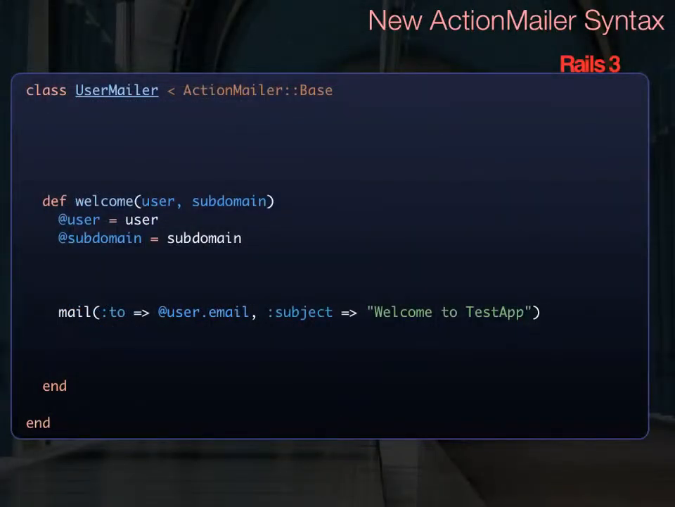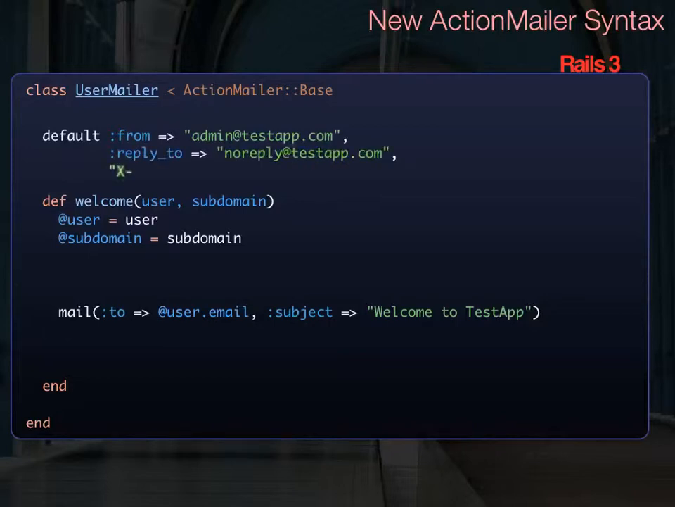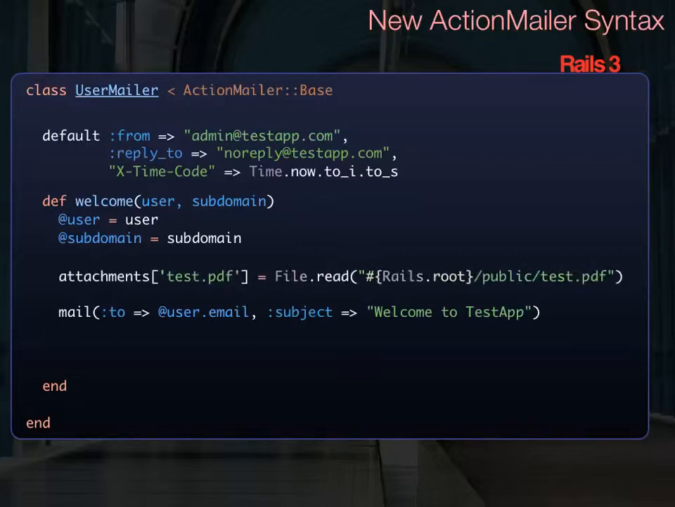There are a bunch of new options we can use inside UserMailer, starting with the ability to specify intelligent defaults. So we might specify the from address across all of our mailers, the reply to. We can even specify headers such as the timecode. It's also become a lot easier to attach files to mail. You'll notice here we don't even have to specify the MIME type. Rails is going to figure that out all on its own.